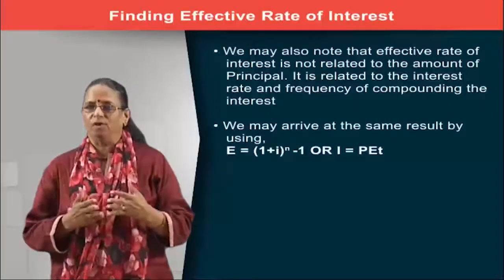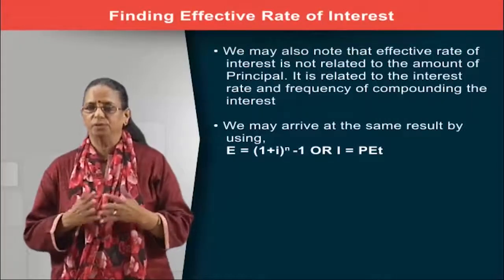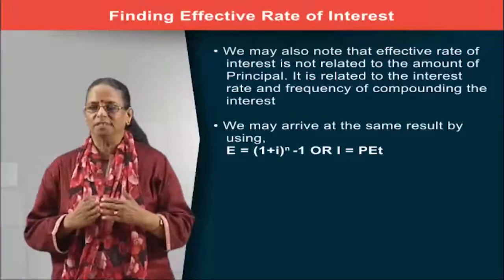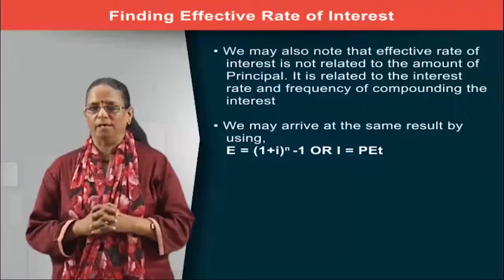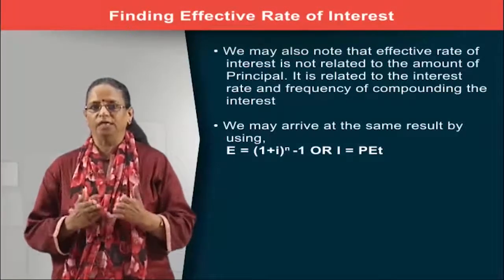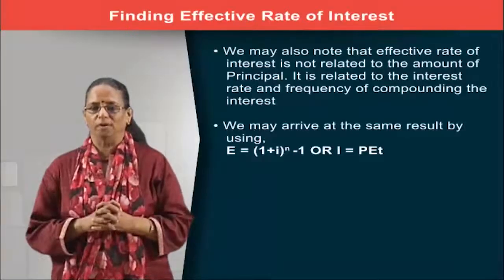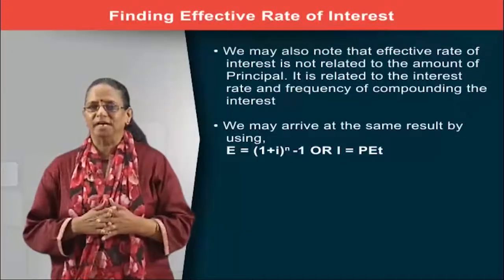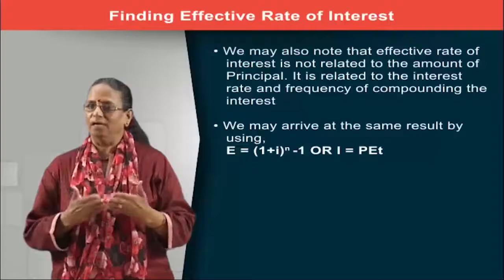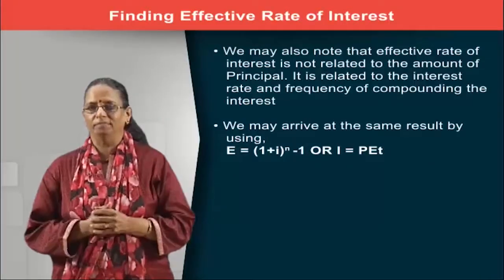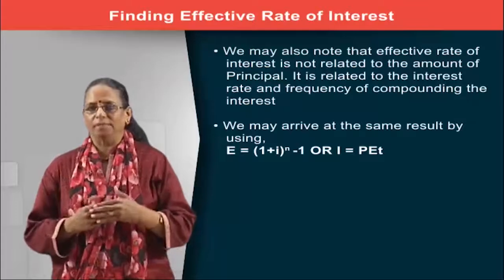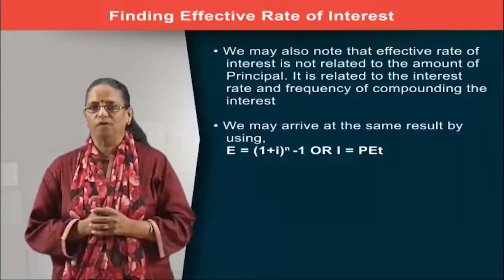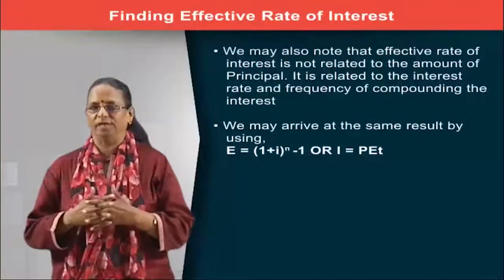Now, you can calculate the effective rate of interest using one more version of the formula, that is E = (1 + i)^n − 1, or I = P × E × T, which we just saw above. In this formula, E = (1 + i)^n − 1, E stands for the effective rate of interest, and i, you know, is equal to r/100. So, we can use either E = (1 + i)^n − 1 or I = P × E × T. One of the two formulas can be used to calculate the effective rate of interest.